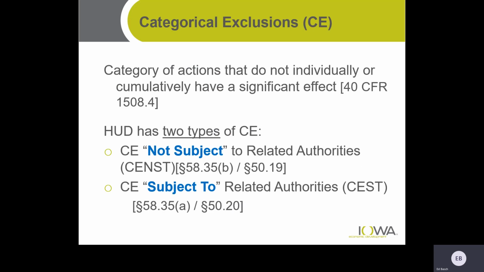Categorical exclusions. They are actions that do not individually or cumulatively have a significant effect. So under that, there are two types: not subject to the related authorities, which again is a checklist that's spelled out in 58.35 of the Code of Federal Regulations, or subject to, which is a little higher level of review. And we'll explain that in the following slides here.